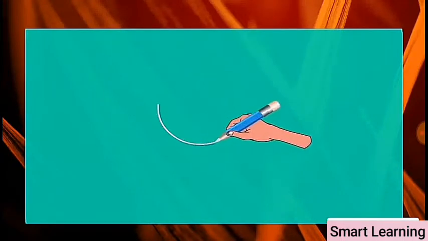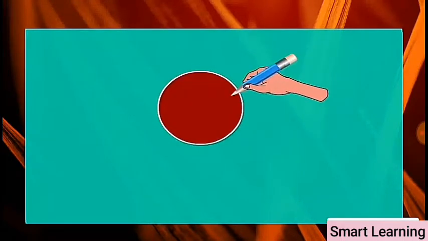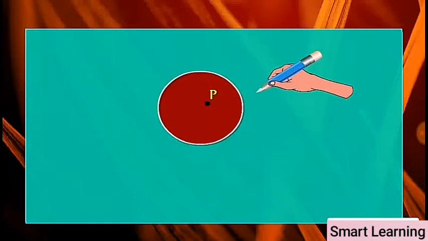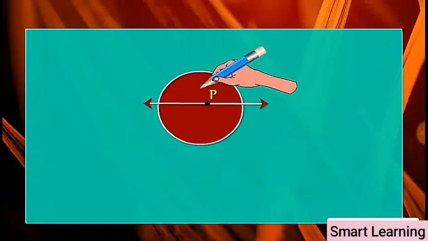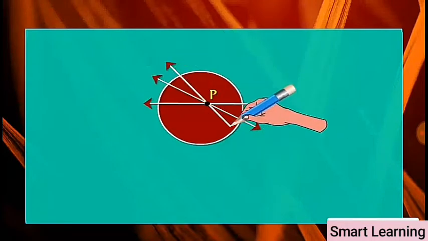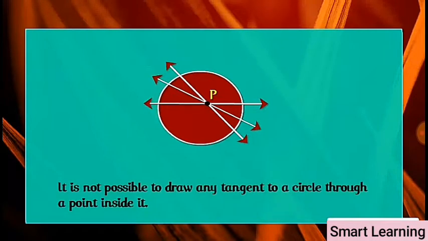So let us draw a circle on a paper and take a point P inside it. Can we draw a tangent to the circle through this point? Let us see. We observe that all the lines through this point intersect the circle in 2 points. So it is not possible to draw any tangent to a circle through a point inside it.